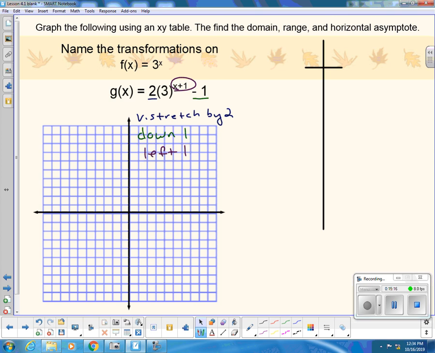Guys, when I drop this guy down 1, that changes my horizontal asymptote. So this is the line I'm going to skate along. Vertical shifts change those asymptotes.